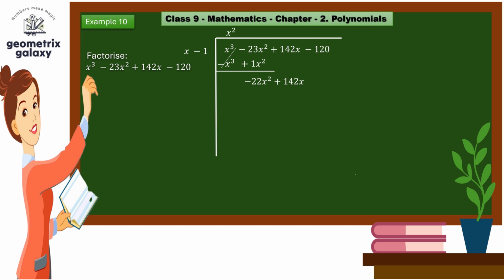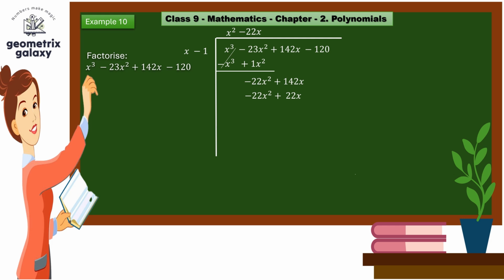Here we get minus 22x square plus 142x. The first term is minus 22x square. To find the next term in my quotient, I need to check this first term, minus 22x square, against the first term of the factor, x. If I divide minus 22x square by x, I will get minus 22x. So my next term in the quotient is minus 22x. With that, if I multiply the factor x minus 1, I will get minus 22x square plus 22x.